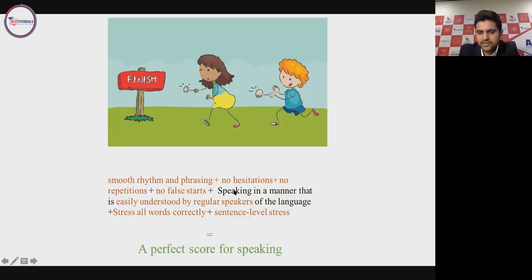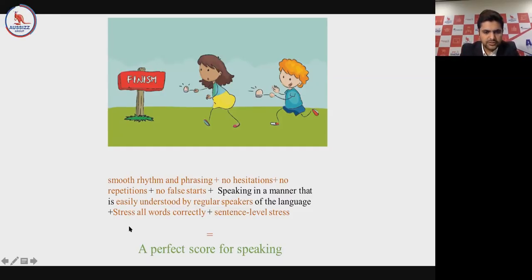At the same time, you need to make sure that there are no hesitations, no repetitions, no false starts. And at the same time, you also need to make sure that you speak in a manner that is easily understood by regular speakers of that language, that is English. And you have to stress all the words correctly, and at the same time you have to stress the sentences correctly. So I mean, you need to make a balance of all these things, and at the same time you also need to be accurate when you're speaking. So if you combine all these things, then you're going to win your race. You're going to get a perfect score for speaking.